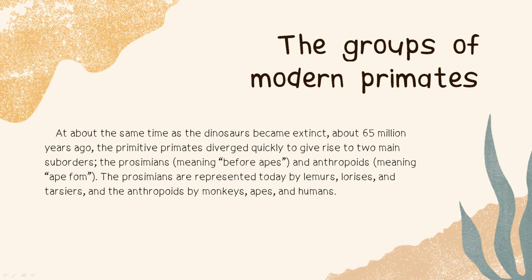The groups of modern primates. At about the same time as the dinosaurs became extinct, about 65 million years ago, the primitive primates diverged quickly to give rise to two main suborders, the prosimians and anthropoids. The prosimians are represented today by lemurs, lorises, and tarsiers, and the anthropoids by monkeys, apes, and humans.